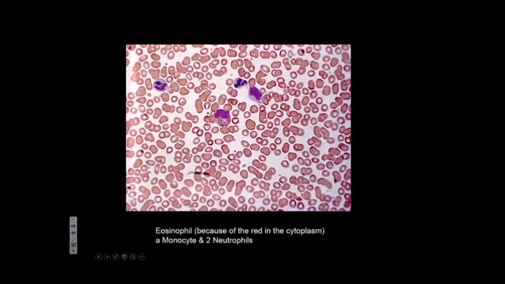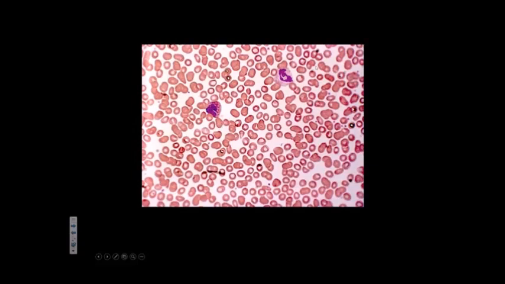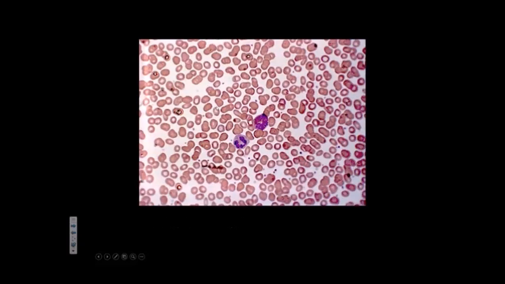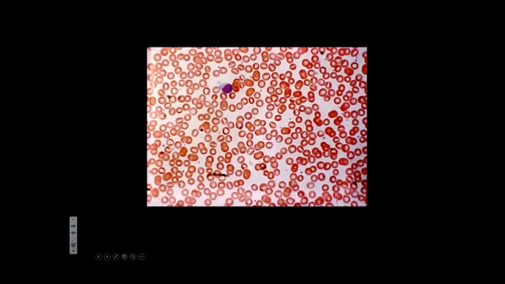This is a good slide. So, what's this? Eosinophil. See? It's not hard. Okay. What cell type is that? Eosinophil? Neutrophil. What cell is that?